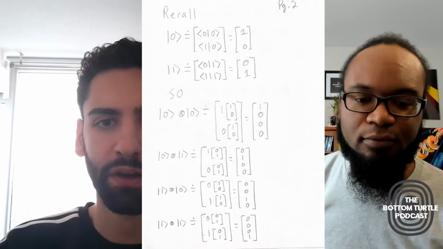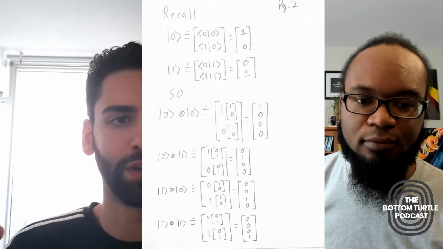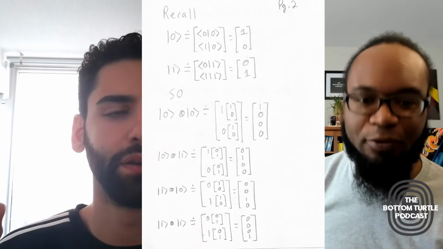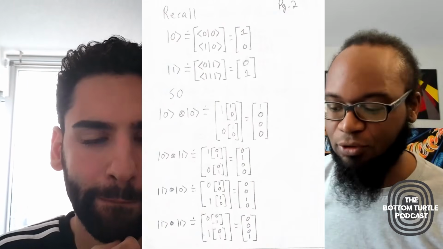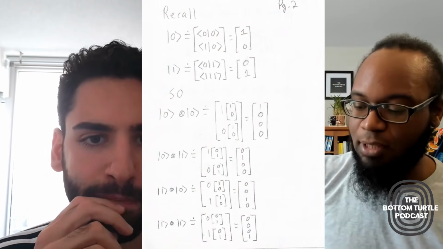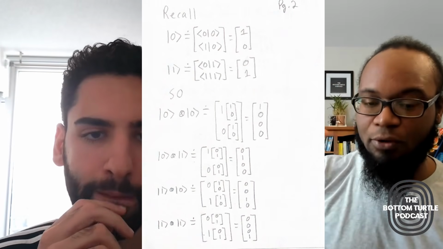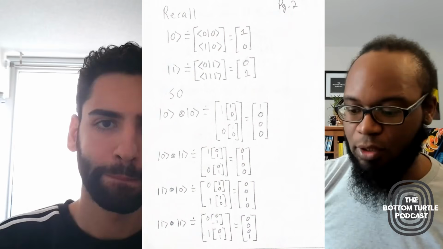But what's important is the vectors 1, 0 and 0, 1. Those are the real objects, the numbers that we're going to use to operate, to actually do a calculation.